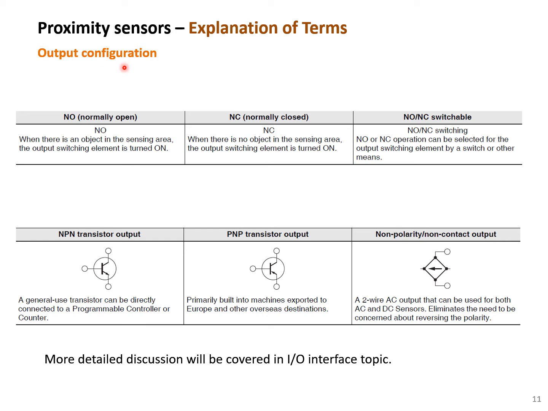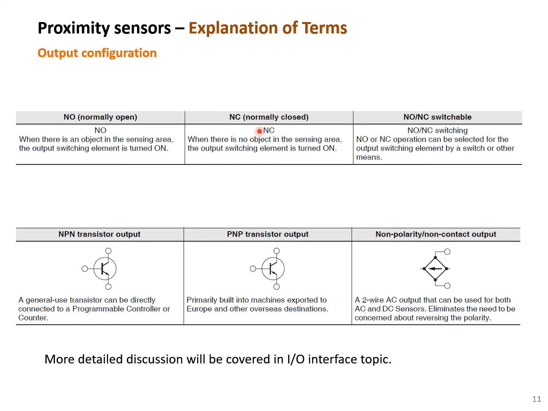The output configuration of sensors varies. We could have normally open, normally closed, and switchable normally open and normally closed contact switches. With normally open switches, when there is an object in the sensing area, the output switch element is turned on. And normally closed, when there is no object in the sensing area, the output switch element is turned on.